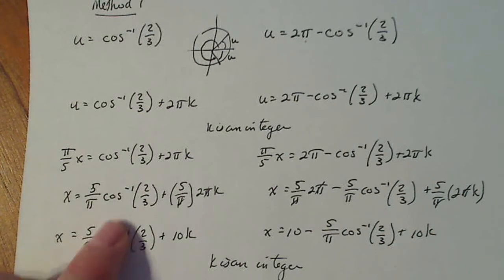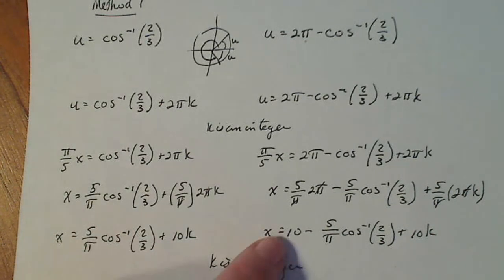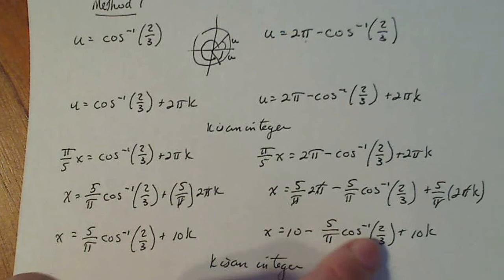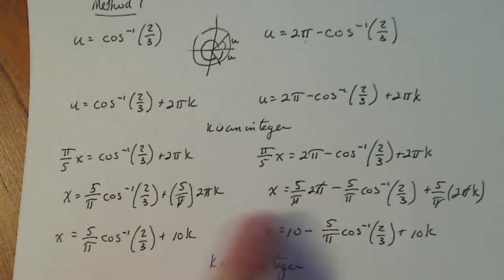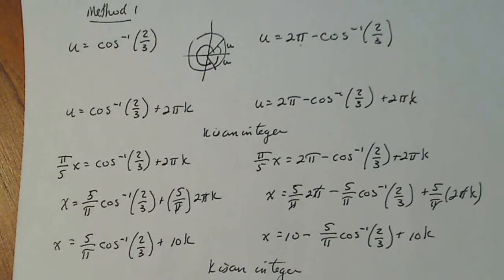You can pop this bit in your calculator and get a decimal approximation, and pop this bit in the calculator and get a decimal approximation. The 10k has to stay as is because it's got the k in it. But from there, you can approximate it if you need, but this is what you call exact values here. Now that's method 1, using the cosine inverse function.